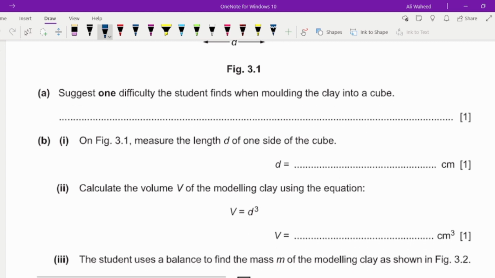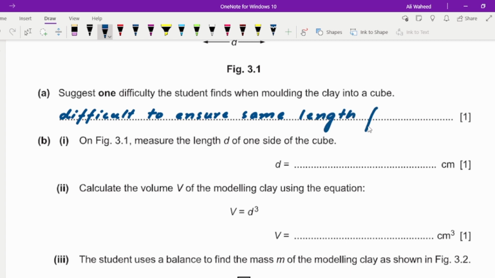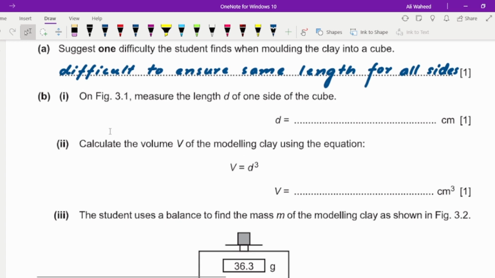So we can write for this one: difficult to ensure same length for all sides. All the sides must have the same length, same dimension. All right, then we have the next one.